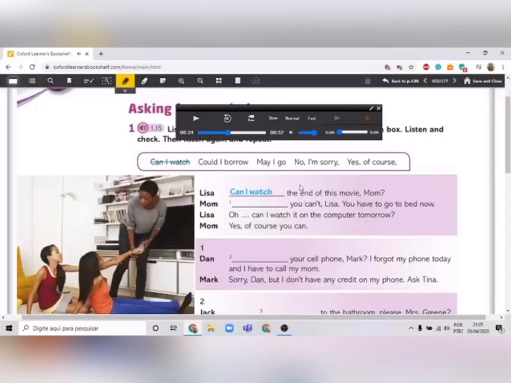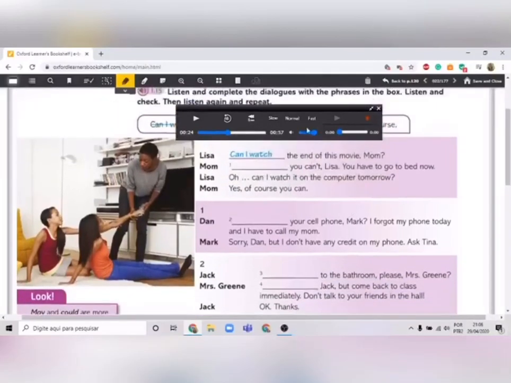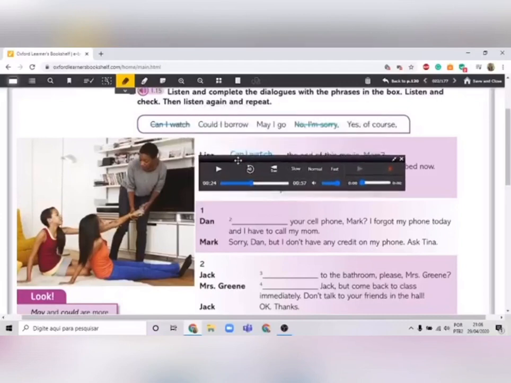So the question is, can I watch the end of this movie, Mom? What does her mother answer? No, I'm sorry, you can't. So if we use can in the question, we have to use can't or can in the answer, okay? Here we use no, I'm sorry, okay? So the first one is no, I'm sorry. Number 2. No, it's number 1, sorry.